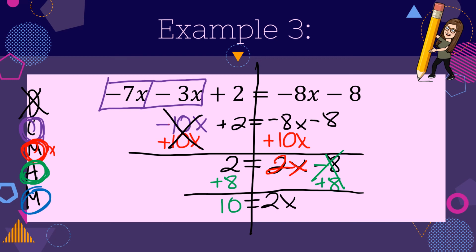My last step is undo any multiplication or division. Instead of 2 times x, we're going to divide both sides by 2. Opposites go away. The x falls down, the equals falls down, and I have a nice clean division.